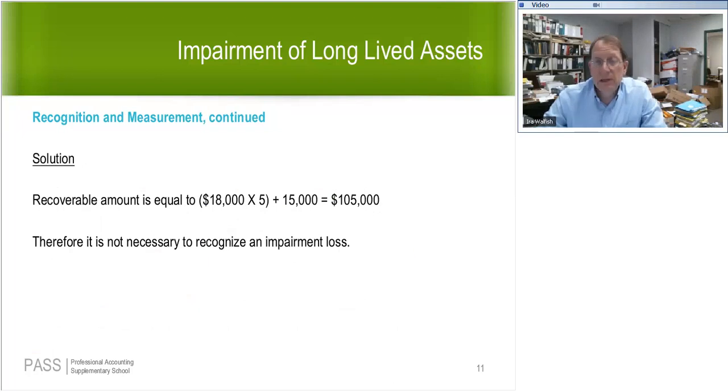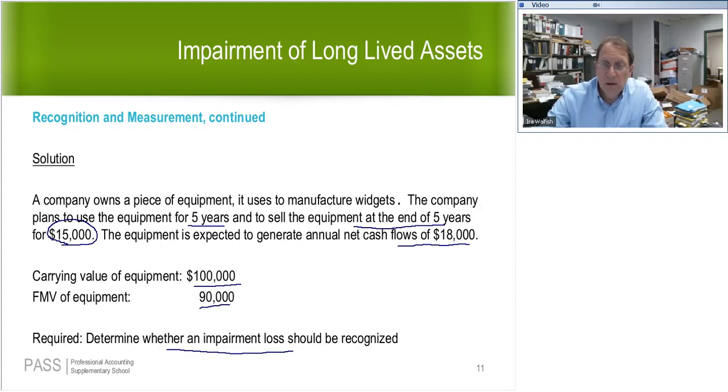The answer is no, because 5 years at 18,000 cash flow is 90,000 plus 15 is 105. Let's go back. 105. My carrying value is 100. I'm good. My carrying value is below my recoverability. I'm good.